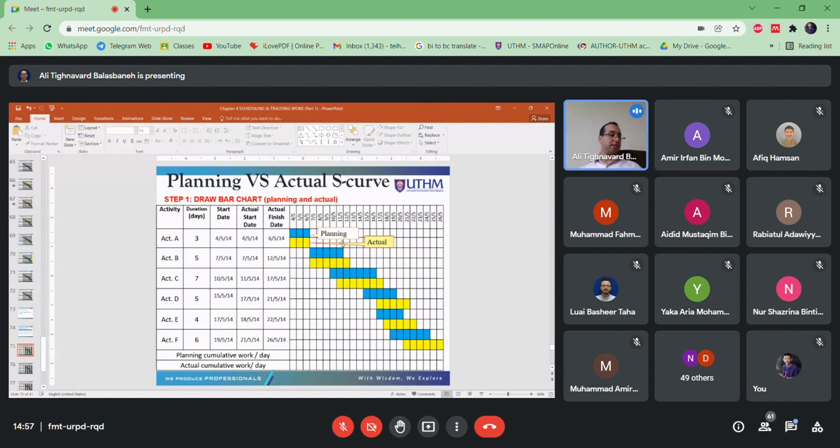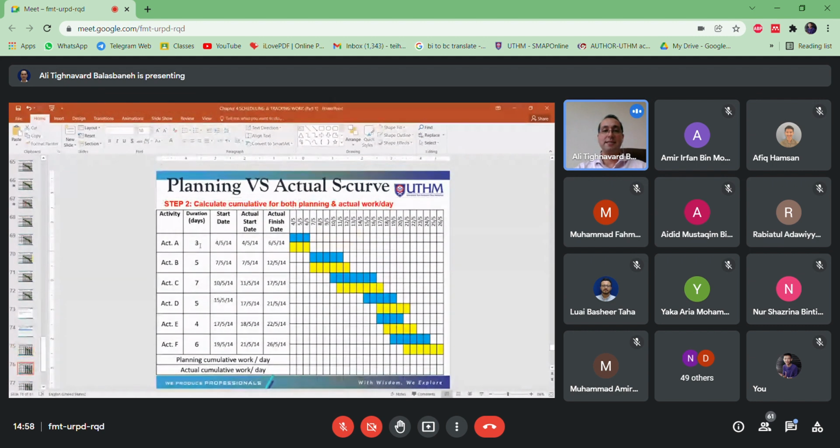Here, to show a clearer result, we depict the bar chart with two different colors. The blue is the planning and yellow is the actual, meaning what is actually happening on the site. And you can clearly see the project faced delays. The project had not finished on time, right? So step one, you have to draw the bar chart. Step two, calculate cumulative for both planning and actual workday.